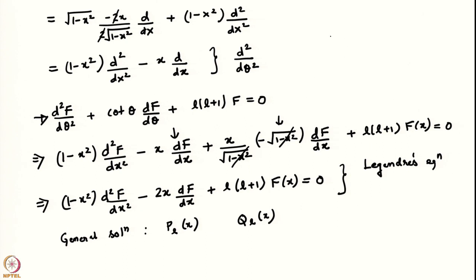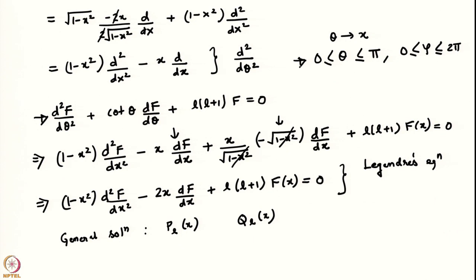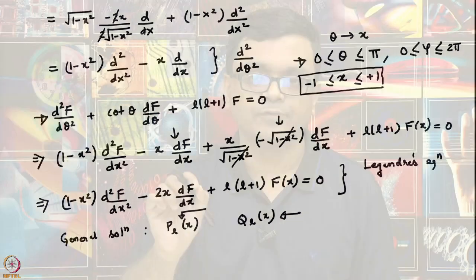Now, because we have gone from theta to x, recall that in a spherical coordinate system, theta goes from 0 to pi. The variable psi goes from 0 to 2 pi. Psi is the azimuthal angle, which is not here in our analysis because we have assumed it to be axisymmetric. So, we are interested in this angle theta, and because cos theta is equal to x, when theta varies from 0 to pi, x varies from minus 1 to plus 1. So, this is the range in which we will have to look for solutions to this equation. PL of x and QL of x are to be thought of in the range x between minus 1 and plus 1. So, it corresponds to going from the north pole of the sphere to the south pole.